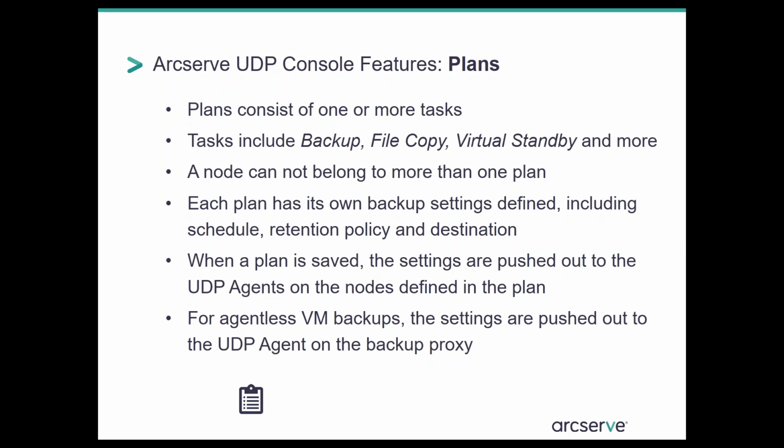When we create and save a plan in the UDP console, the settings of that plan are then pushed out to the UDP agents on the nodes, and then the UDP agents will run those tasks when scheduled. If we're doing agentless VM backups, the settings are actually sent to the UDP agent on the backup proxy. So essentially, we'll go into a plan, define all our settings, choose our tasks, and then the UDP console will push that out, and then the backups will run. Again, we'll take a look at that in the demo.